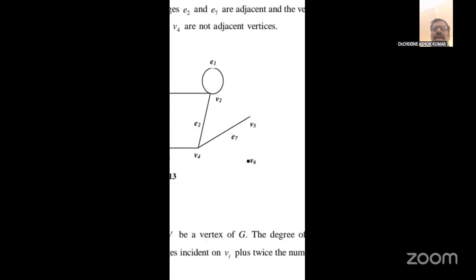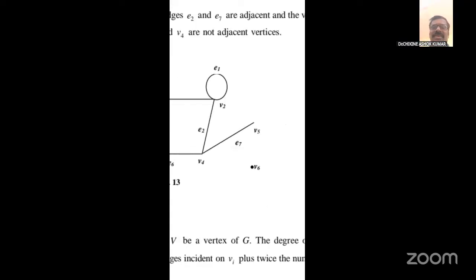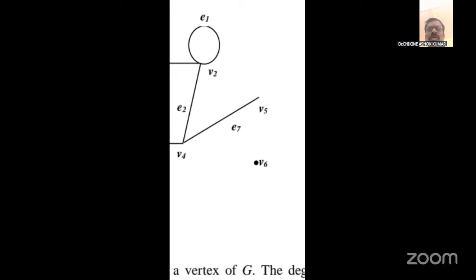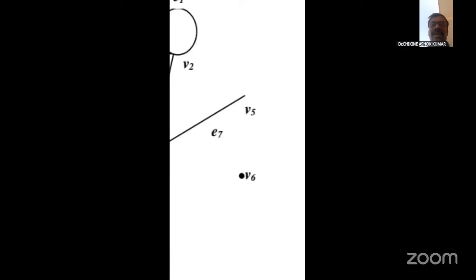Here V6 does not have any connectivity, so the number of edges is 0. This kind of vertex is known as an isolated vertex. See here in this figure, V5 has only one edge, that is E7. V5 to V4 we have only one edge, that is E7. These kinds of vertices are known as pendant vertices.